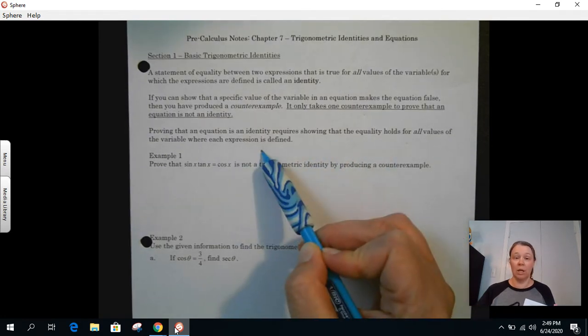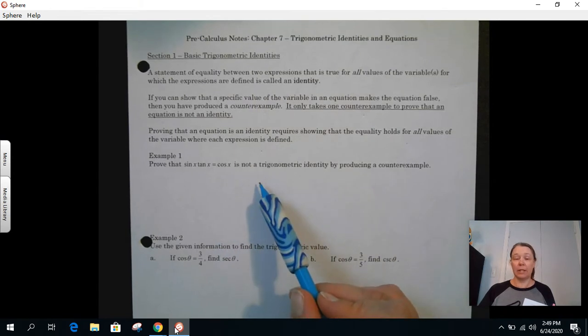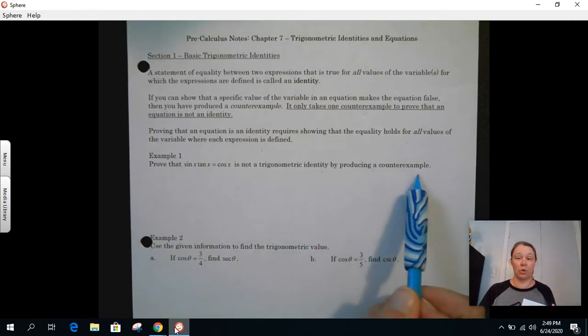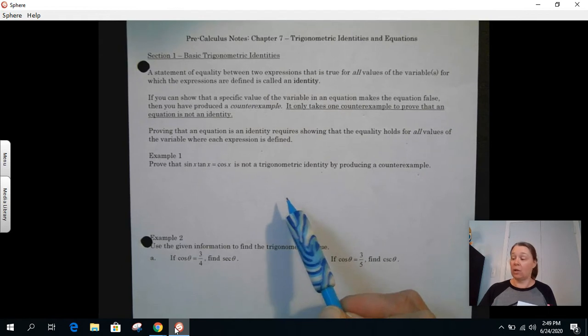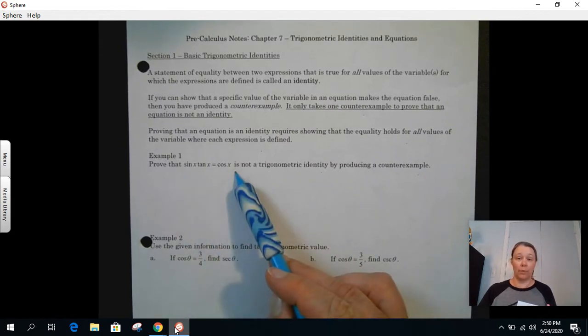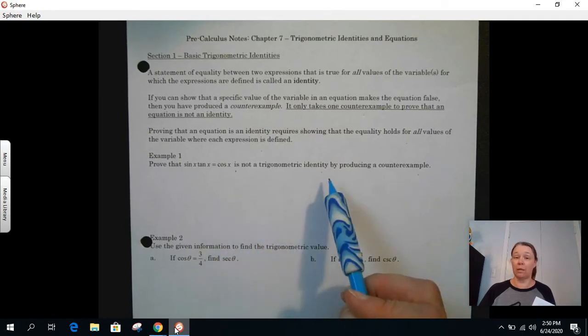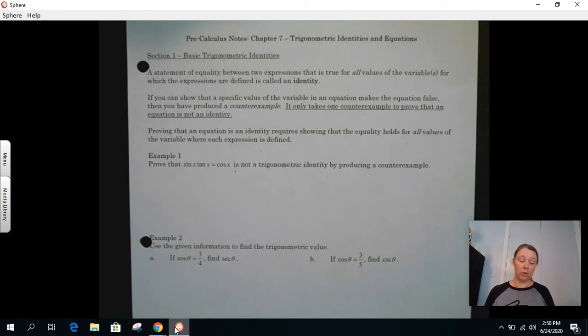For this first one, it's asking you to prove that the sine of x times the tangent of x equals the cosine of x is not a trigonometric identity by producing a counterexample. When you produce a counterexample, and again, we did a little bit of this last chapter, you're going to pick a value to try, and you want one that makes this not work. So you're going to pick a value from your unit circle. You could pick anything you want. Now, if it ends up that it does work, and we're trying to prove this is not an identity, then you would need to try something else.